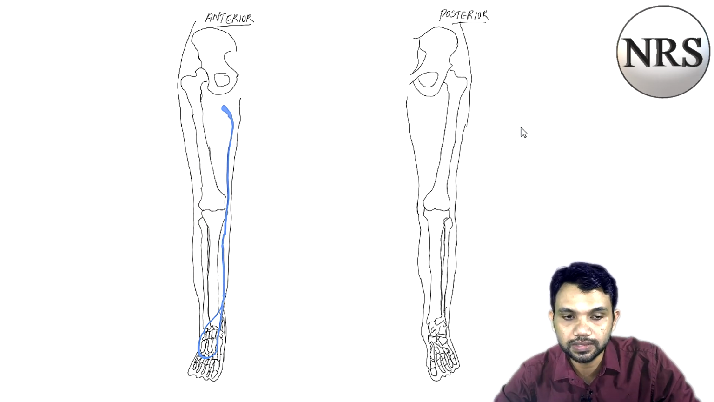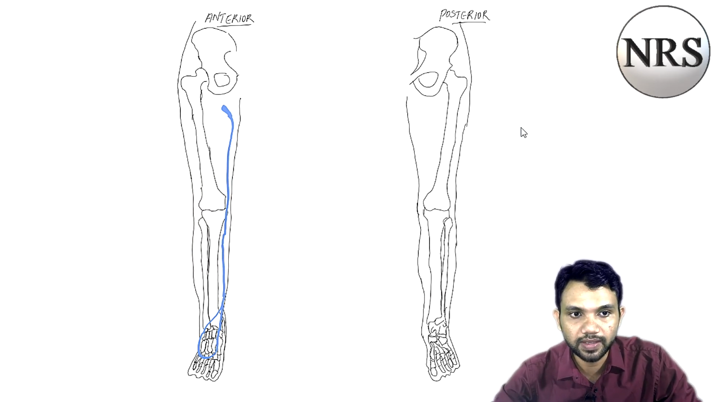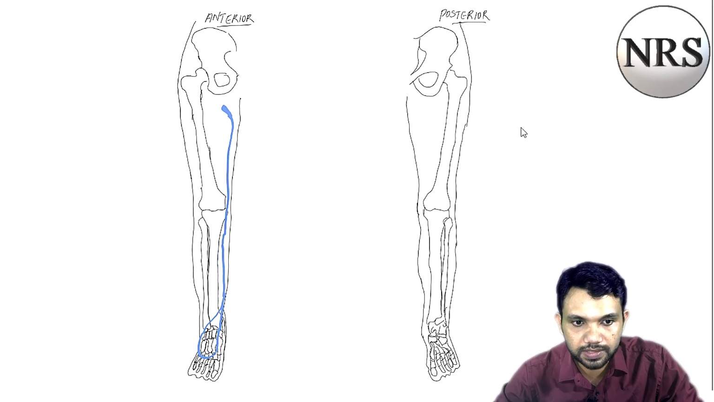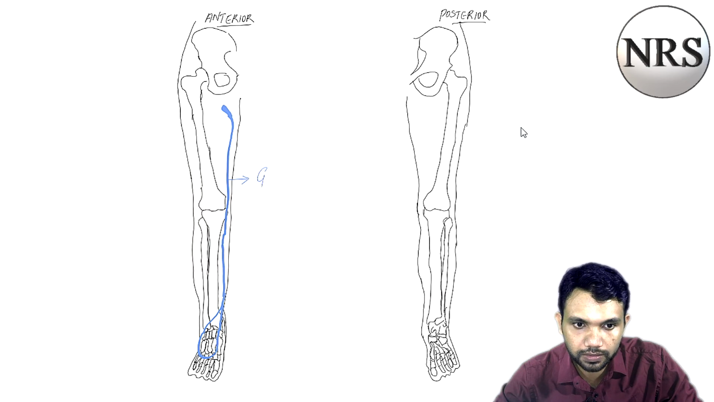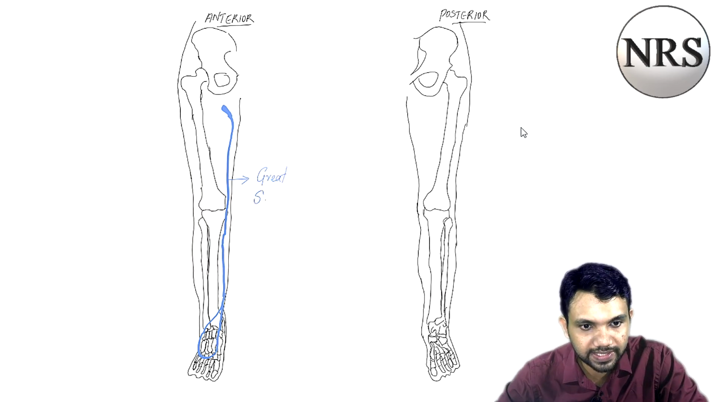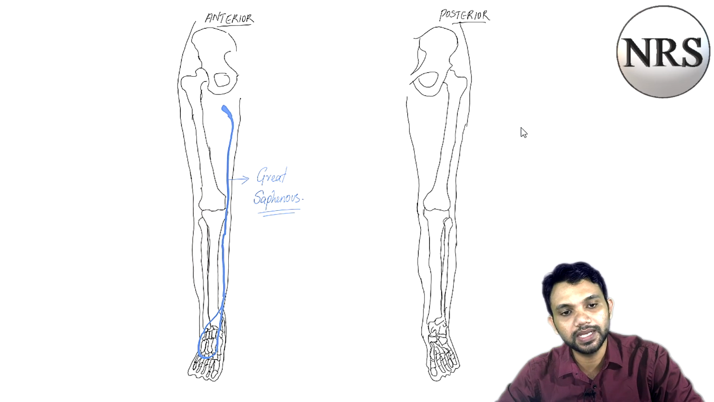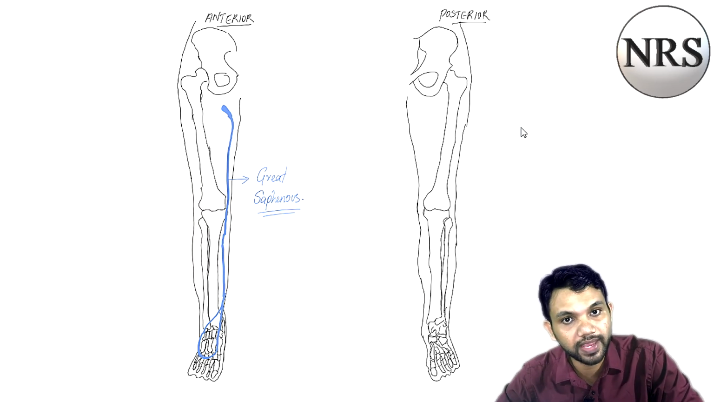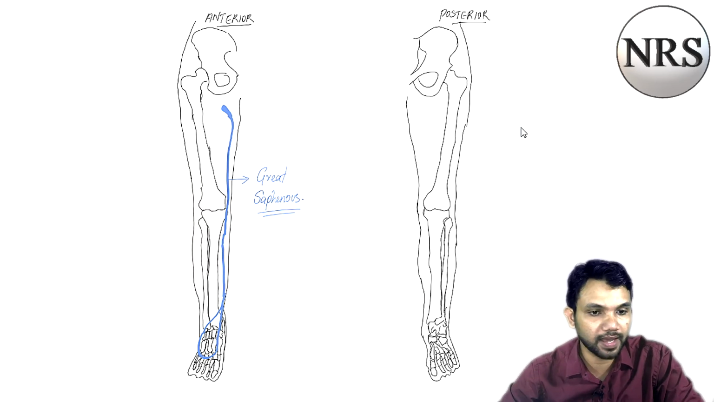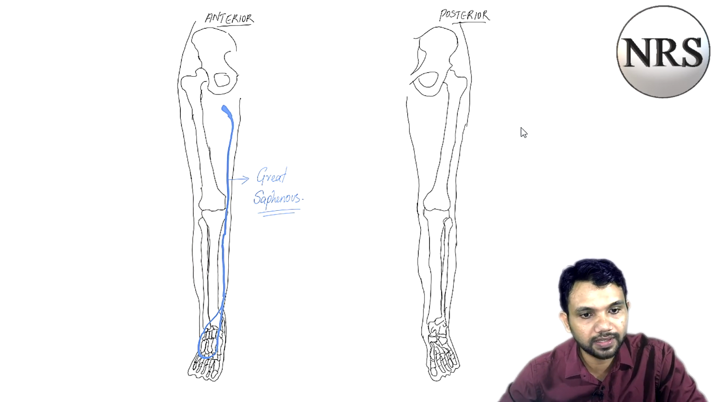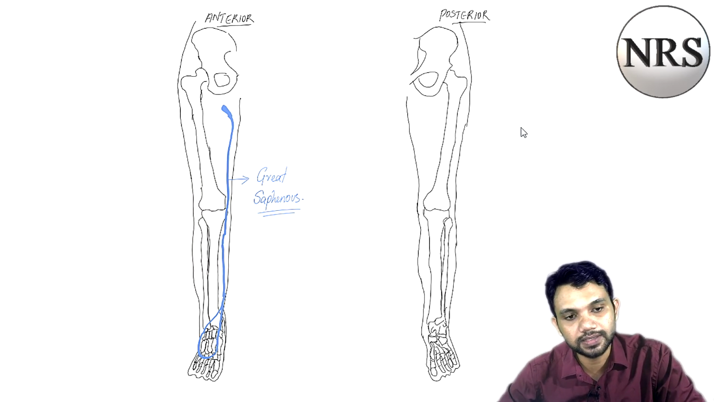This is the great saphenous vein. Okay, so let's mention the name. This is the great saphenous vein. What is so special about this vein? This is the longest vein in the body. The great saphenous vein is the superficial vein of the lower limb.